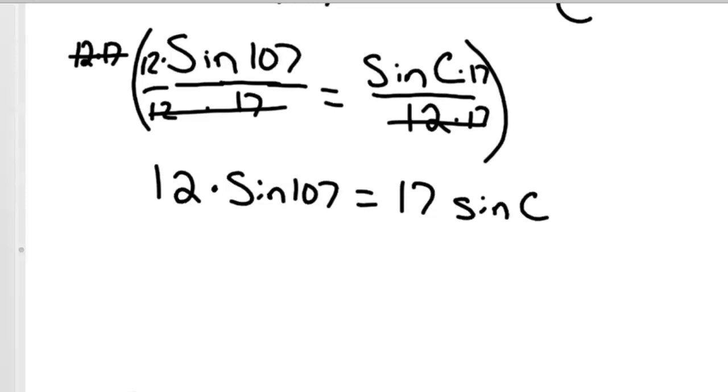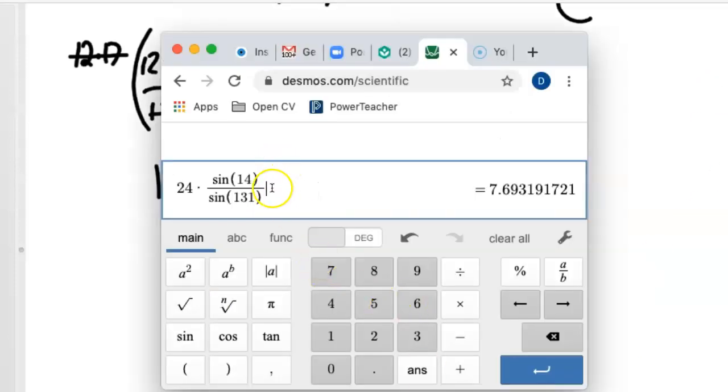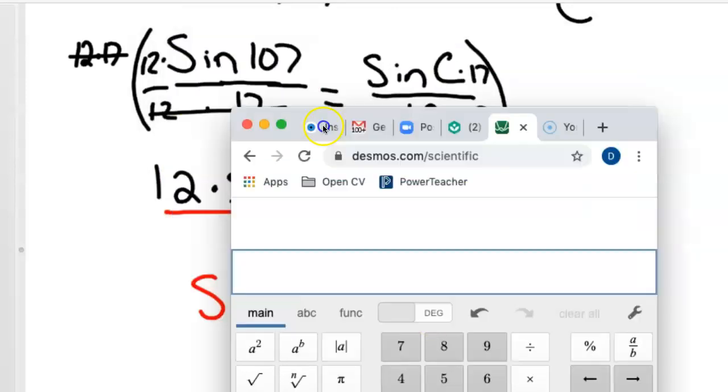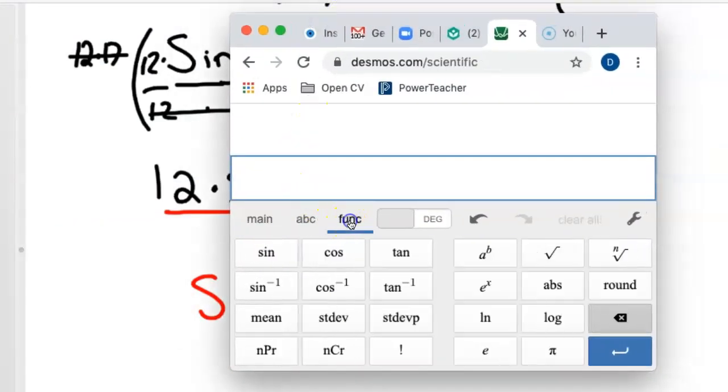Again, we're trying to find C, so we're going to divide by 17 on both sides of the equation. And so now we know sine of C has to be 12 times sine of 107 divided by 17. So we'll get out Desmos again. Let me clear this thing out and let's enter it. Now here's the thing. We want the angle, so that's the inverse, under the function keys. We're going to do inverse sine.